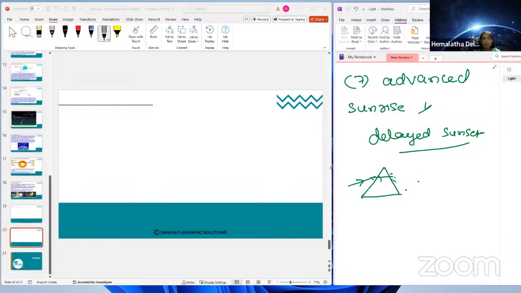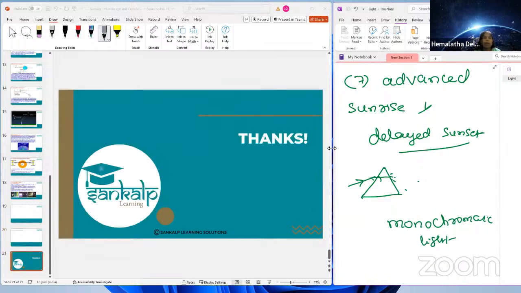To avoid this confusion, whenever white light enters anything, it splits up into 7 colors. To avoid that, we will take what? A single, monochromatic light. What is monochromatic light? It is made up of a single color. Example, laser light.